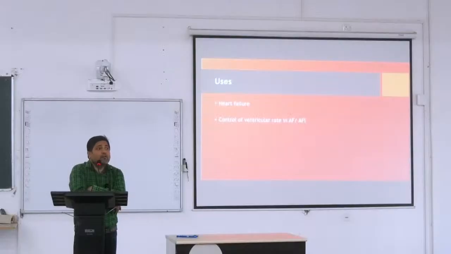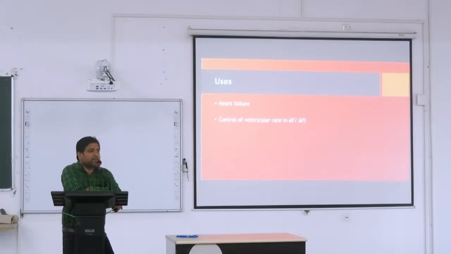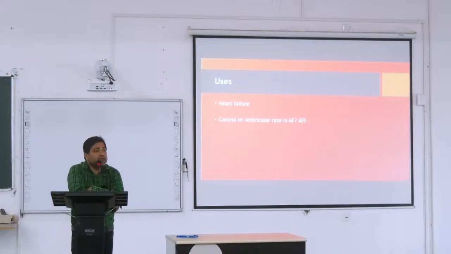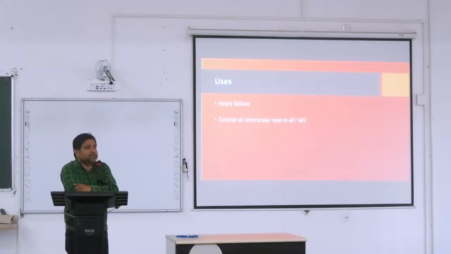They are basically inotropic agents. They increase the myocardial contractility. Dopamine acts on the beta receptor, and it also has action on the dopamine D1 receptor. So they are increasing the contractility of the heart.